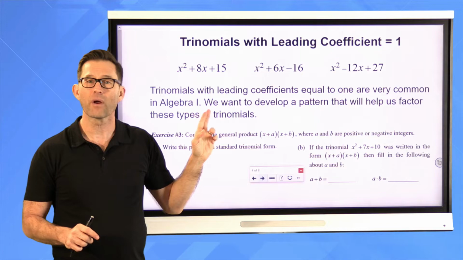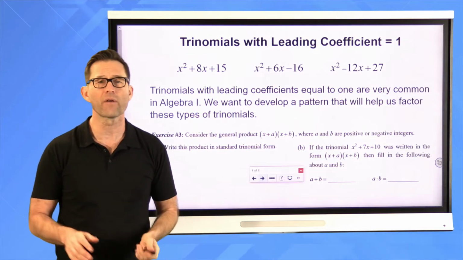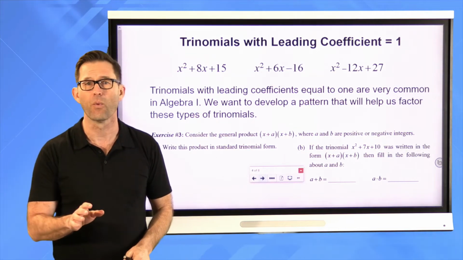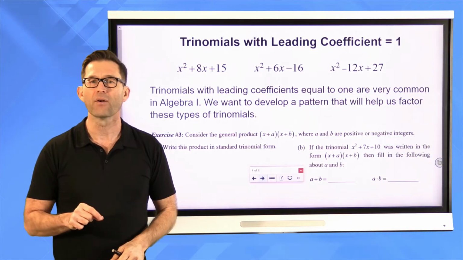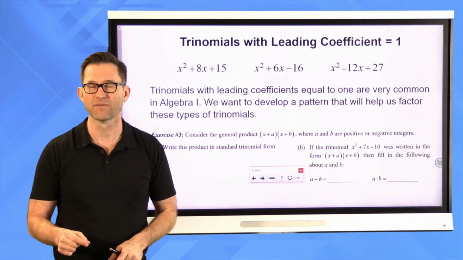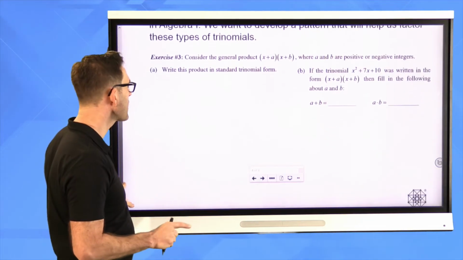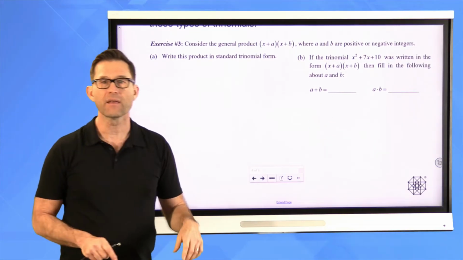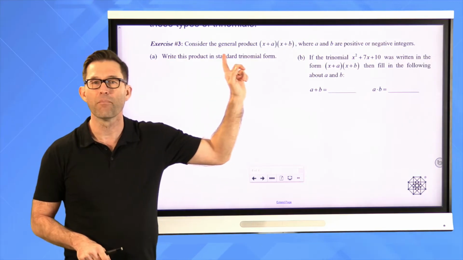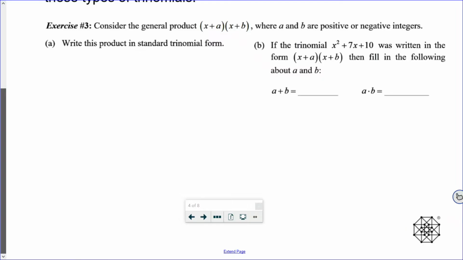And in fact, trinomials with leading coefficients equal to 1 are very common, especially in Algebra 1. We want to develop a pattern that will help us factor these types of trinomials, okay? So before we do factoring, let's take a look at a general pattern in exercise number 3.